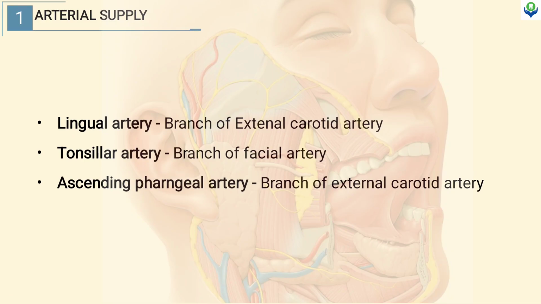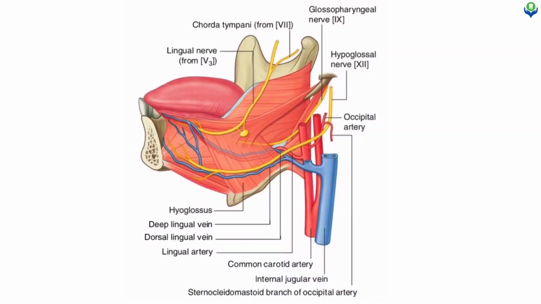The arterial supply is derived from the tortuous lingual artery, which is a branch of the external carotid artery. The root of the tongue is also supplied by the tonsillar artery, which is a branch of the facial artery, and by the ascending pharyngeal branch of the external carotid artery. In this picture, we can see the arterial supply of the tongue.